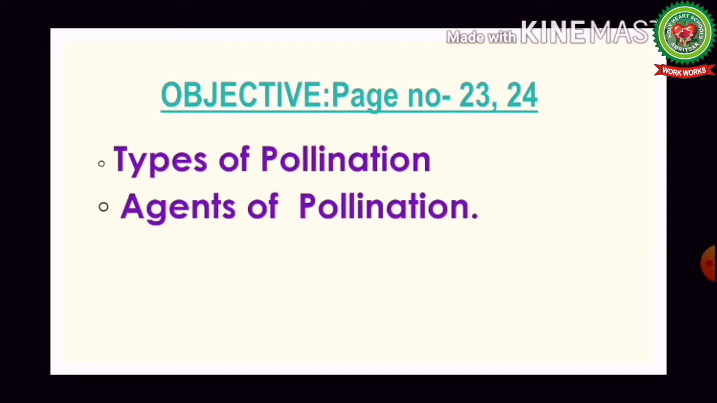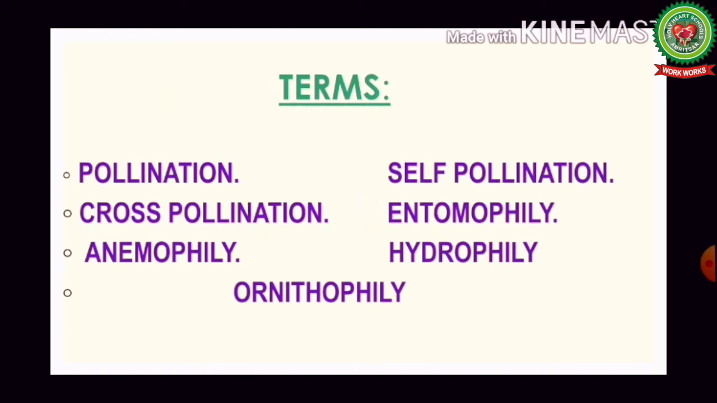We have already discussed the topic of structure of flower and types of flower in the previous lecture. The main objective of today's topic are types of pollination and agents of pollination. And this topic is on page number 23 and 24. The main terms we will learn in this topic are pollination, self-pollination, cross-pollination, entomophily, anemophily, hydrophily, and ornithophily.